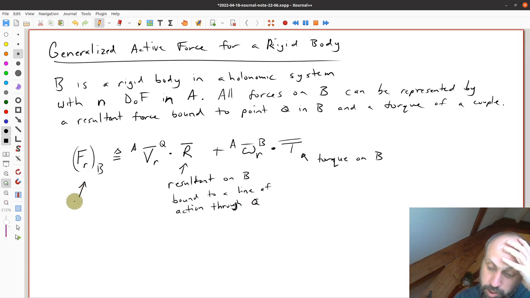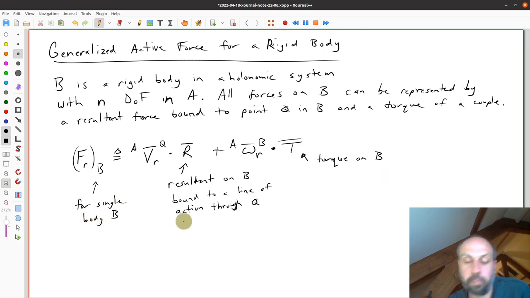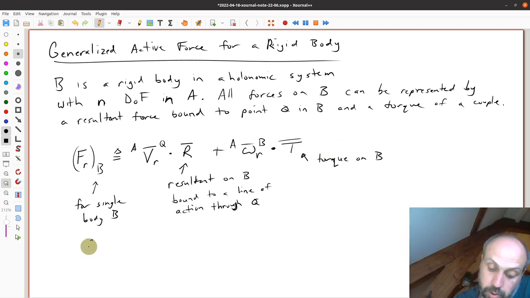And then we call this the generalized active force for a single body B. If you have multiple bodies, you've got to add up the contributions to the generalized active force from all the bodies, and then also any of the particles that are in the system too. So Q can be the mass center of B, but it doesn't have to be. It's common to take the mass center.